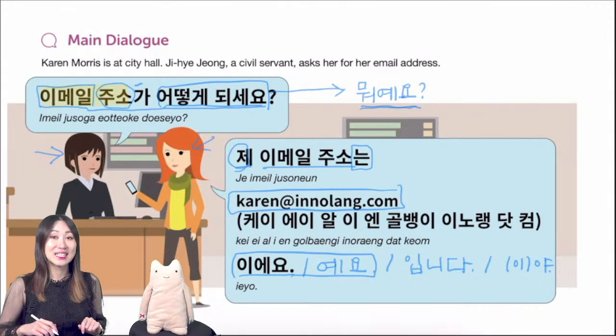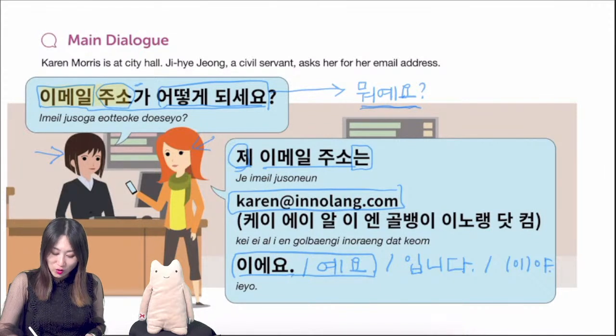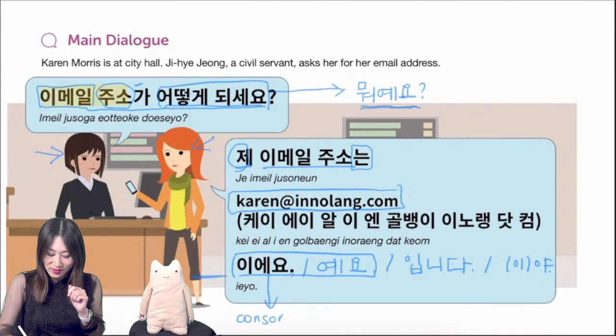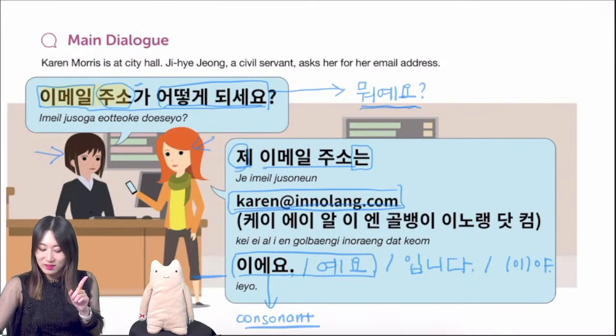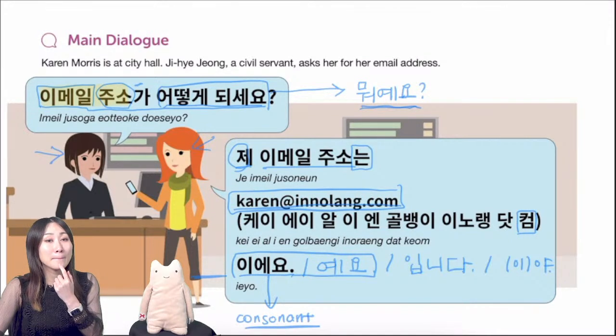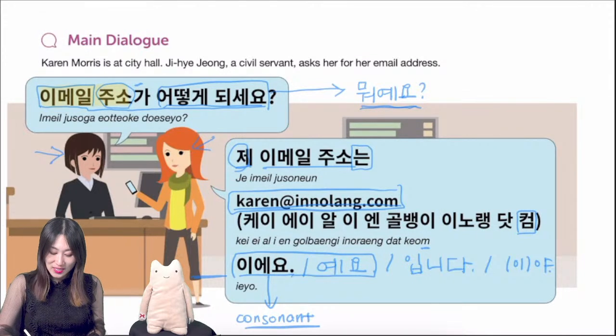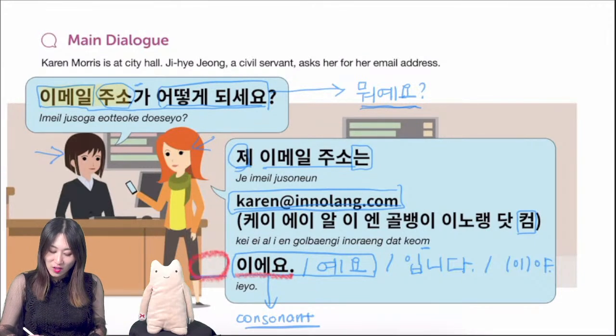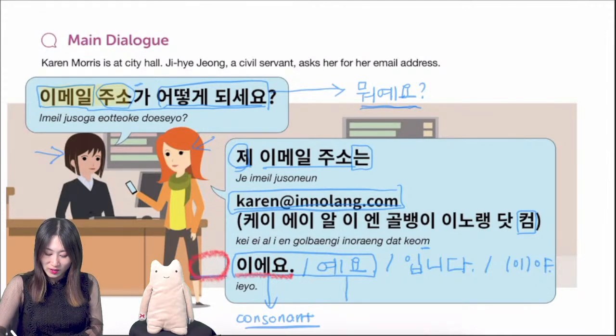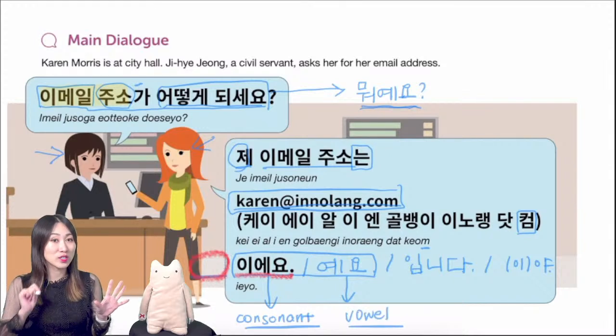The difference is 이에요 is used after words that end with a consonant. What does it mean? For example, this email address ends with a consonant sound. So we use 이에요 here. But imagine the word coming before this 이에요 or 예요 ends with a vowel. Then you use 예요. 이에요, by the way, just means to be.